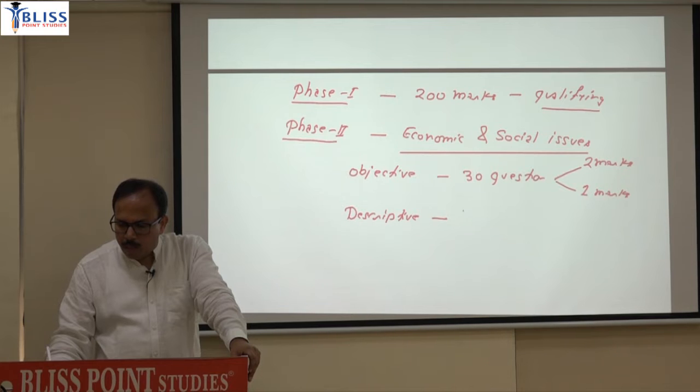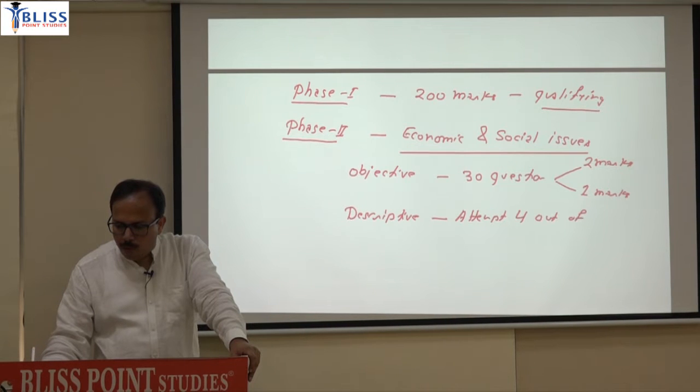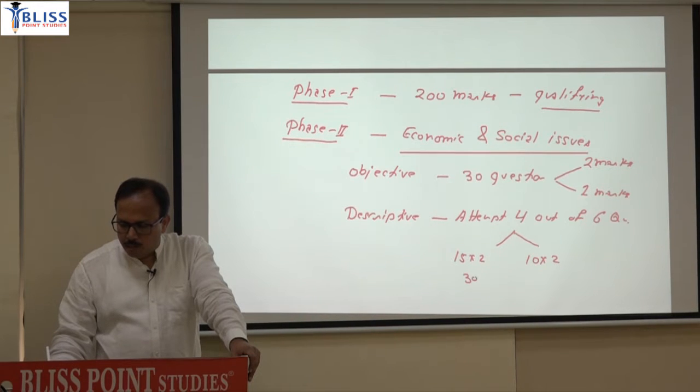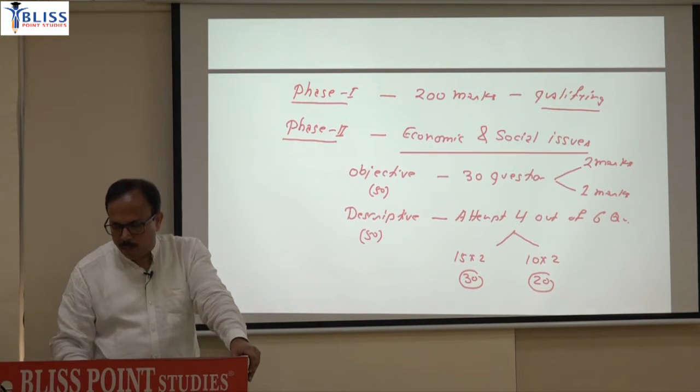And the descriptive part, you have to attempt 4 out of 6 questions. जो 4 आप अटेम्प्ट कर रहे हैं, बेसिकली इसमें 15 मार्क्स के 2 क्वेश्चन, 10 मार्क्स के 2 क्वेश्चन, that means 30 मार्क्स here and 20 मार्क्स here. 50 मार्क्स का डिस्क्रिप्टिव हो जाएगा और 50 मार्क्स का ऑब्जेक्टिव पैटर्न.